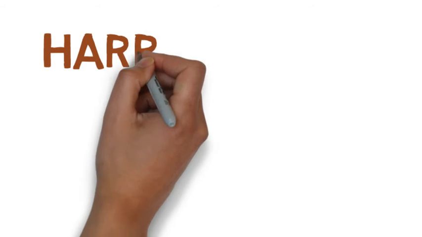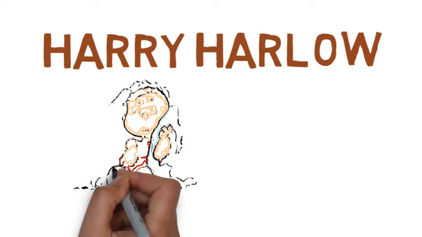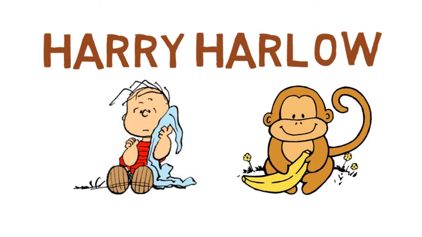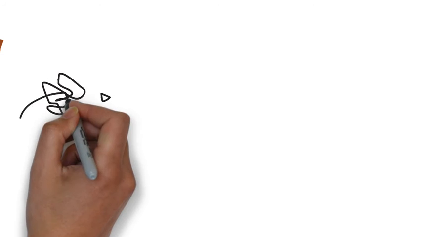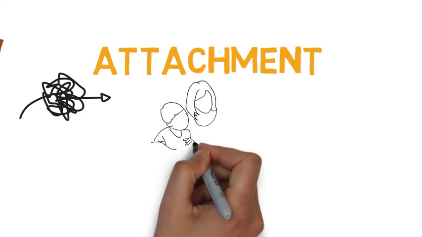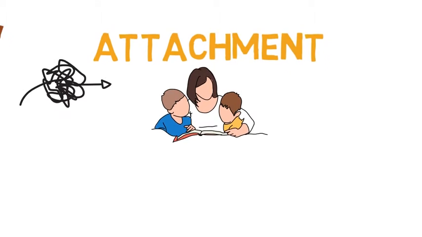Harry Harlow conducted the monkey study on attachment. He recognized that the monkey's intense attachment to the blanket contradicted the idea that attachment derives from association with nourishment. Attachment is an emotional tie with another person shown in young children by their seeking closeness to the caregiver and showing distress on separation.